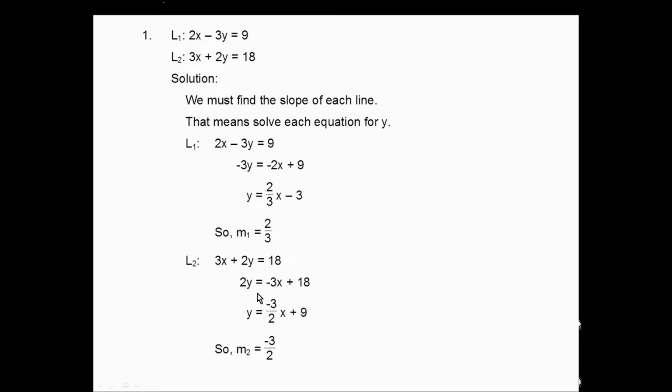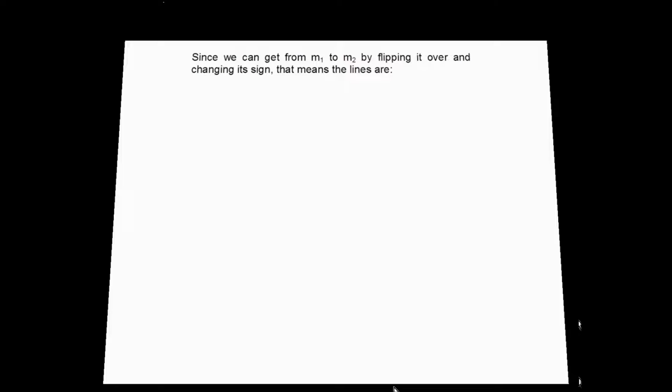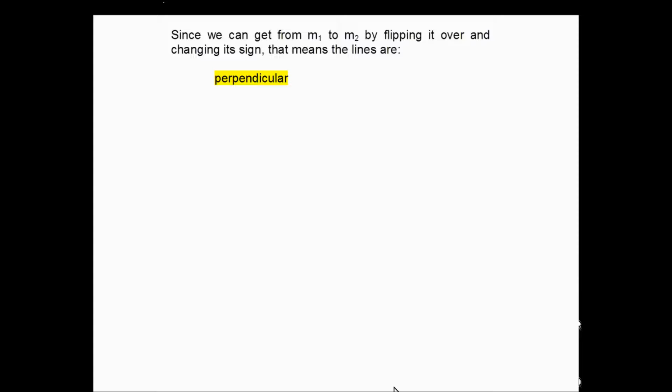Okay, now, they're not equal, so they can't be parallel. Now, can I go from m1 to m2 by flipping it over and changing its sign? Yes. Another way of looking at it is, if you multiply 2/3 times negative 3 halves, do you get negative 1? Yes. That's perpendicular. So we can get from m1 to m2 by flipping it over and changing its sign. That means the lines are perpendicular.